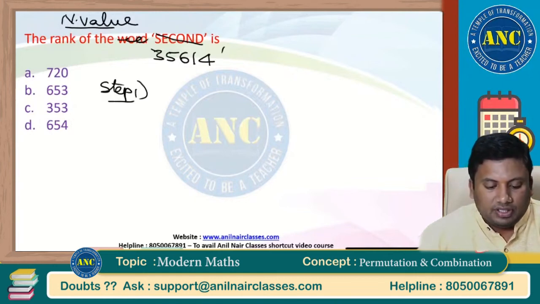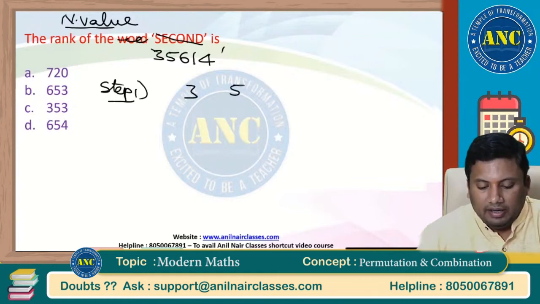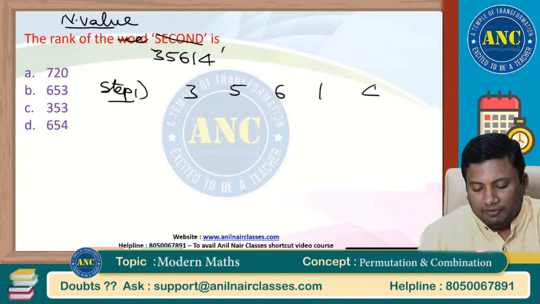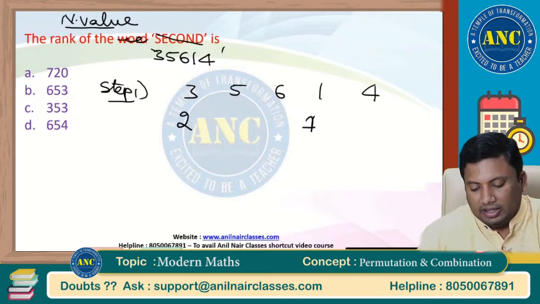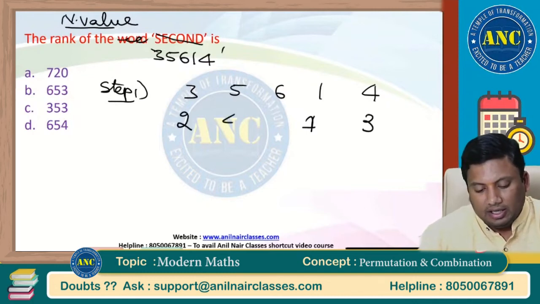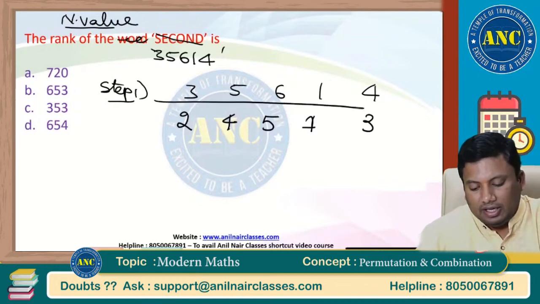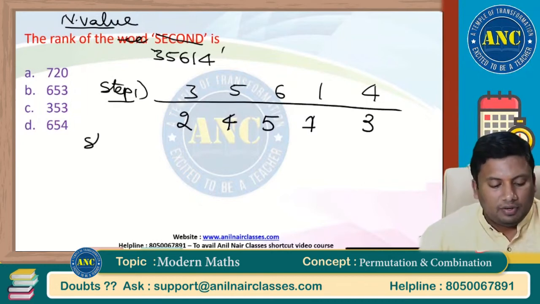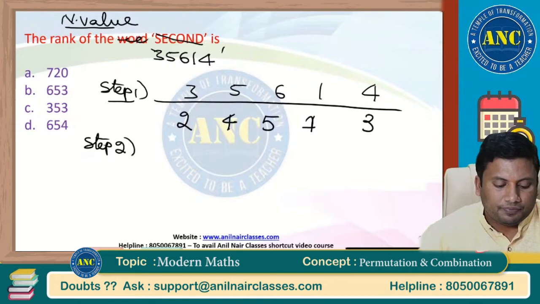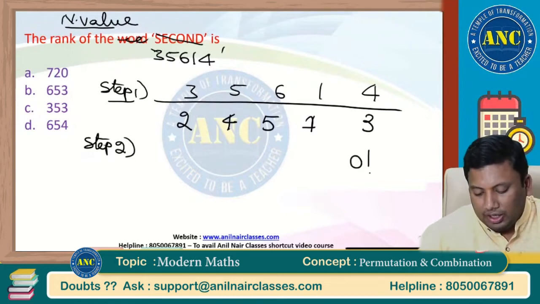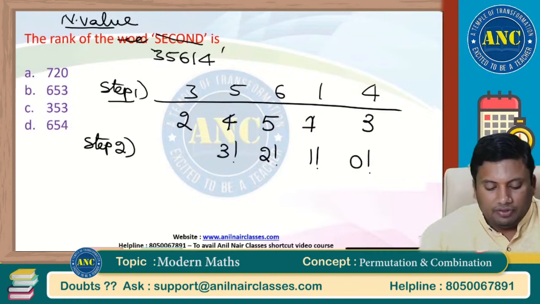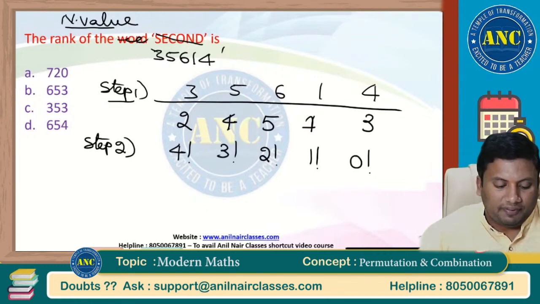Step number 1. 35614. This is the first thing, here it is the second thing, here it is the third thing, here it is the fourth thing, and here it is the fifth thing. This is the order of the numerical value. Step number 2: 0 factorial, 1 factorial, 2 factorial, 3 factorial, and 4 factorial.